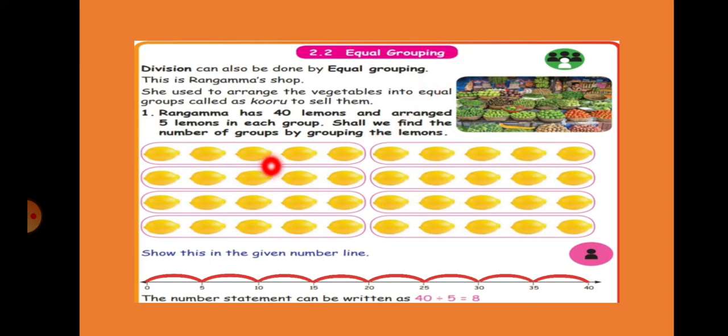Here we are going to make groups, and according to the groups we'll get the answers. Rangama has 40 lemons and arranged 5 lemons in each group. We have to find the number of groups by grouping the lemons. So 40 lemons, 5 in each group, and we got how many? 1, 2, 3, 4, 5, 6, 7, 8. So totally we got 8. So 40 divided by 5 is 8.